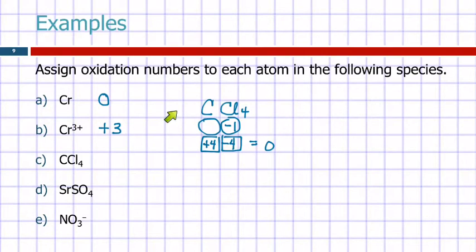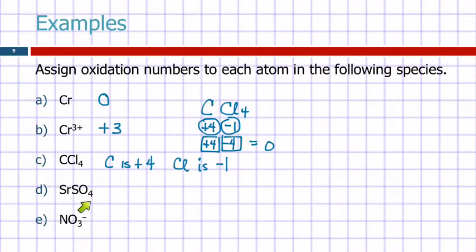This +4, I'm going to divide it among all the carbon atoms. Well, there's only 1 carbon atom, so it gets all of it. And it gets to be +4. So in carbon tetrachloride, the carbon is +4, and the chlorine is -1, the oxidation numbers. Any questions? Very much like looking at charges in an ionic compound. Just remember, these are not ionic charges.